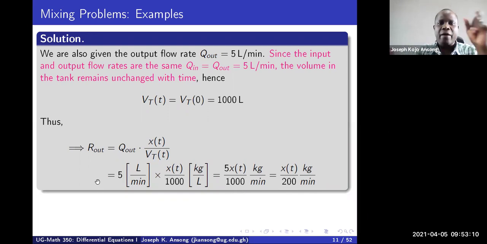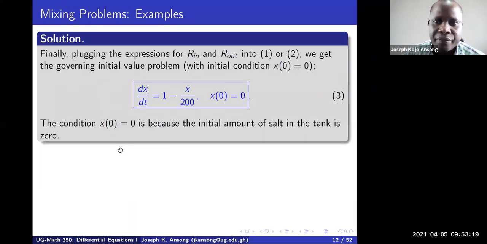So I know R in and I know R out. My model is dX/dT equals R in minus R out, and that gives me the equation governing the problem. Plugging the expressions for R in and R out into equation 1, dX/dT equals R in minus R out, we get this governing equation: dX/dT equals 1 minus X over 200. And then we have an initial condition for it.